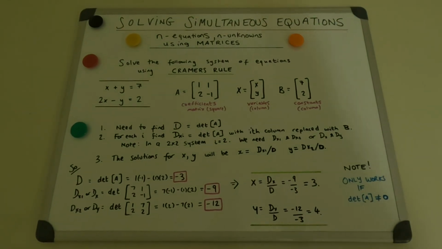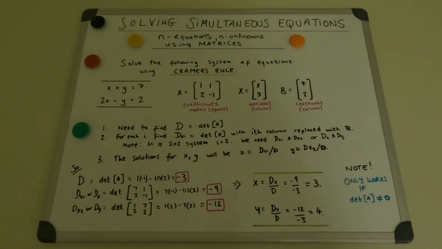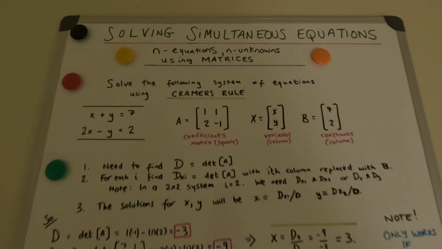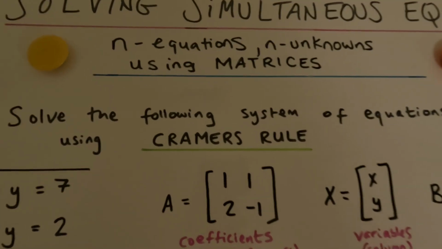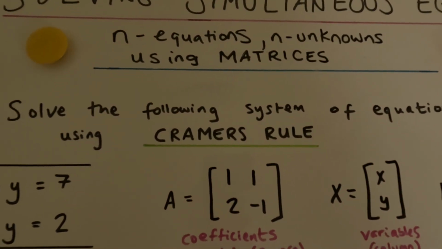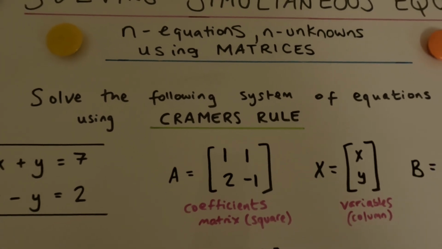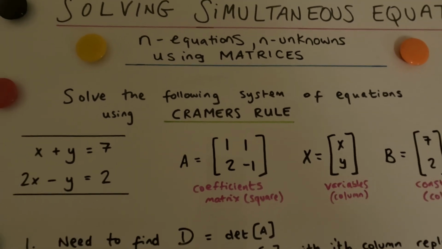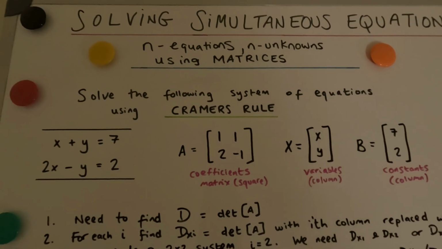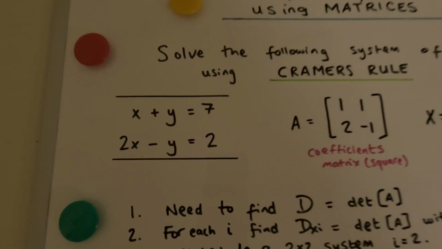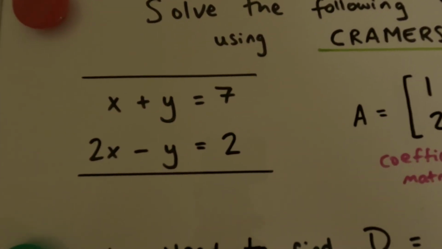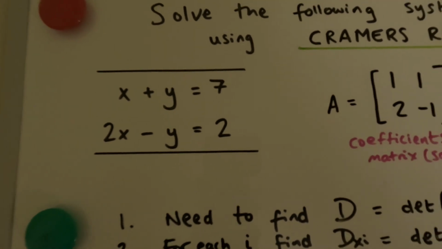So in this video we're going to look at solving simultaneous equations. This time we're going to use a method known as Cramer's Rule, which is used in matrices. So Cramer's Rule essentially uses determinants to help us to solve these kind of systems where we have to find x and y.